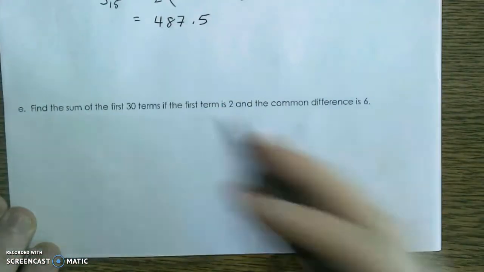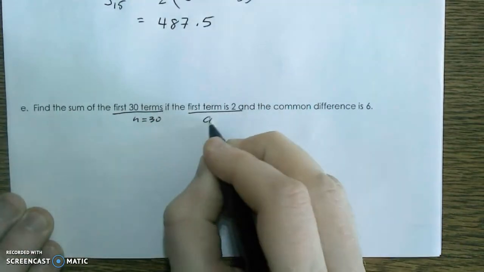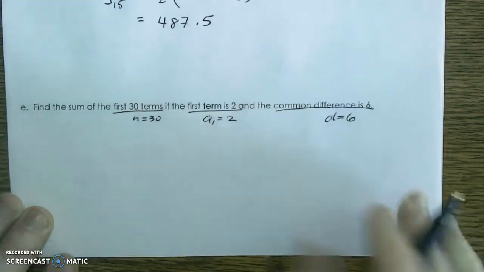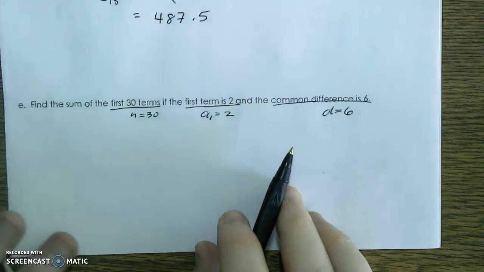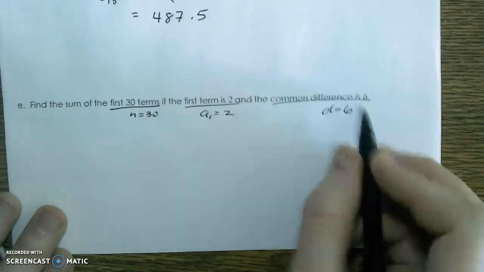E, find the sum of the first 30 terms. So n is 30. The first term is 2. And the common difference is 6. So here they're giving me something different. They're not giving me a sub n. So in order to do the equation, I'm going to need to find a sub n using the common difference. So I'll show you what I mean.